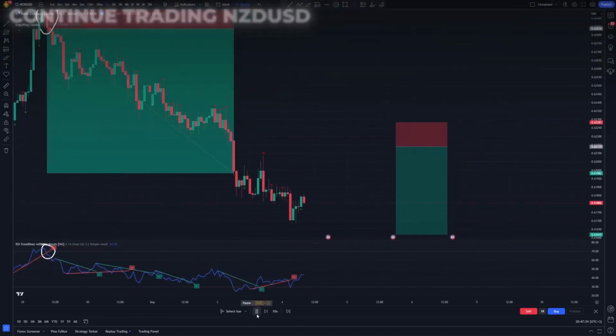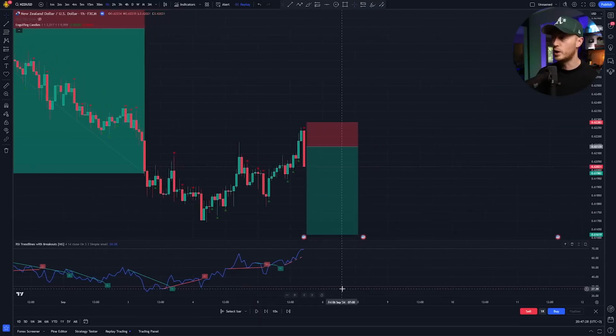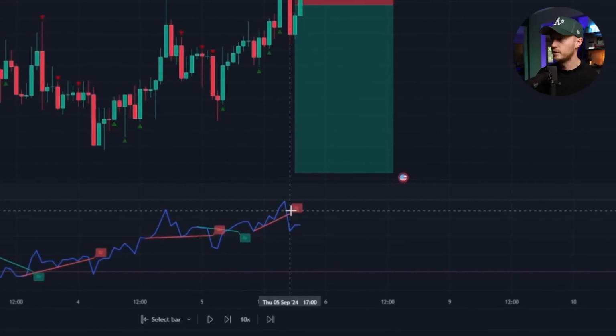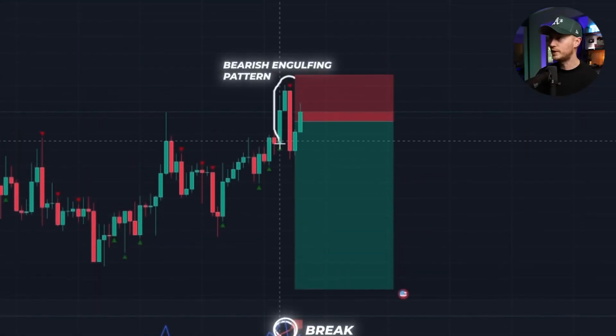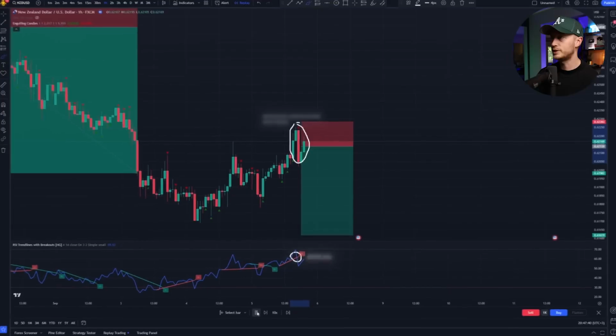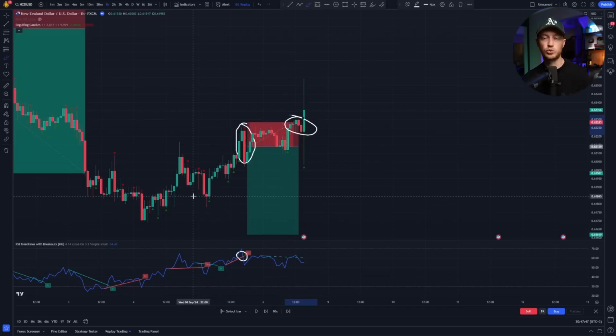I decided to continue trading the NZD USD. You could see price continues to push up here. I decide I want to enter another sell trade. What do I have? Well, you could see right here, I get my break, and then if we push up, we have the bearish engulfing candle pattern right there. So let's just play this trade out, and you could see this one actually smashed my stop loss, and I did lose this trade right here.